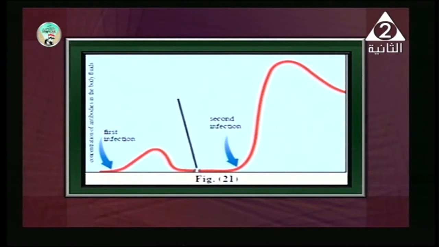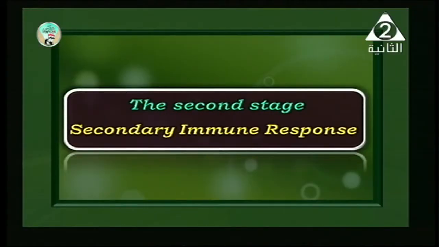And this is a diagram to show the first infection and the second infection. The first infection takes much more time, because it needs a longer time for multiplication of the required cells or B lymphocytes and so on. While in the second immune response, let's see what will happen in the second stage.